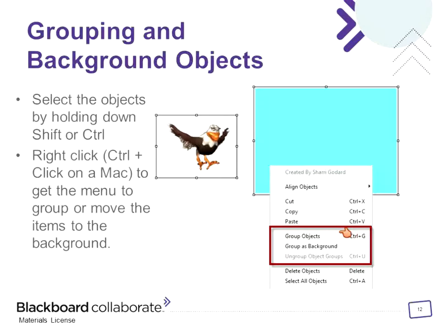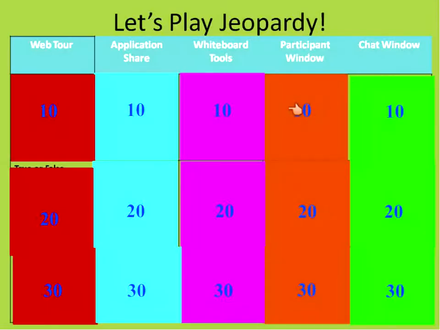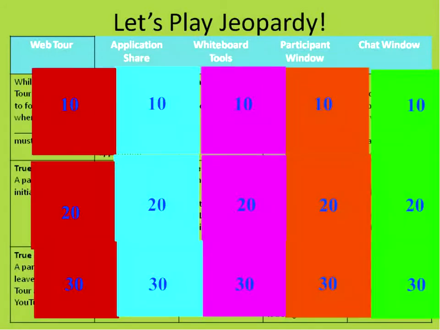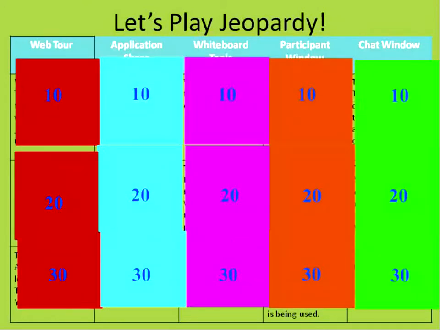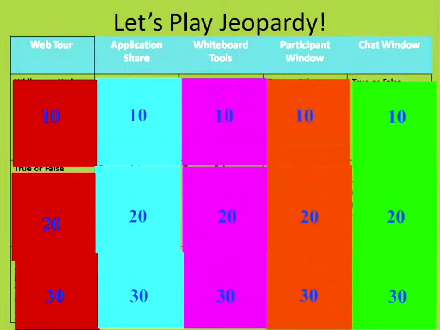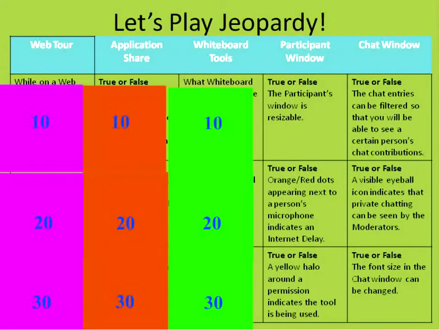So the Illuminate Jeopardy game was created by drawing my square, adding my point value, just using the text tool on my whiteboard toolbar. Then I selected both things, and I right-click and group them so that they move together. Okay. Let's see how you guys are doing.